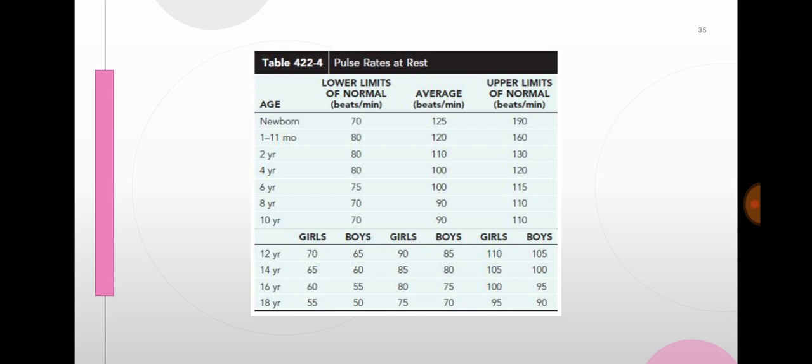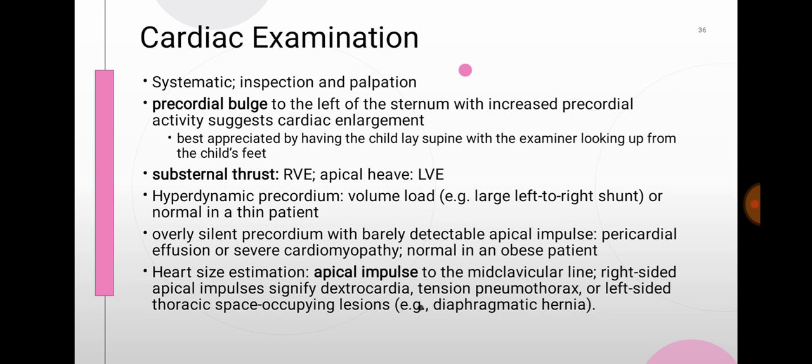Now we proceed to a more focused cardiac examination. You do this like in any other organ of the body, systematically. First, you inspect, and then you palpate. Do you percuss anymore? No, we do not percuss that. And then we auscultate. First, you inspect the thorax. You look for a precordial bulge. What's a precordial bulge? That's the prominence of your left sternum.